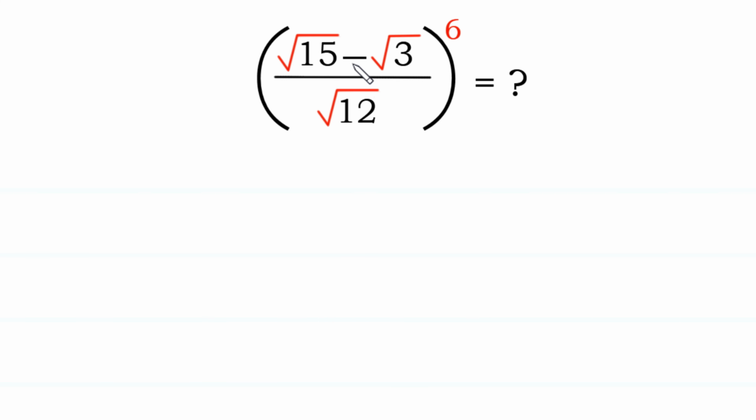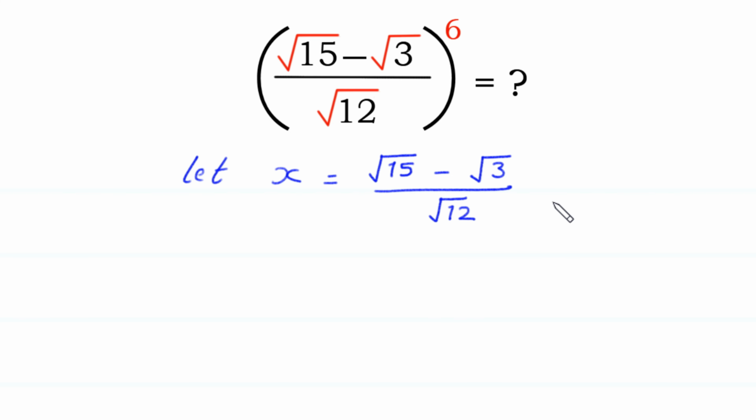Square root of 15 minus square root of 3 divided by square root of 12, whole to the power 6. First of all, we suppose that x is equal to square root of 15 minus square root of 3 divided by square root of 12. Now we need to find the value of x to the power 6.